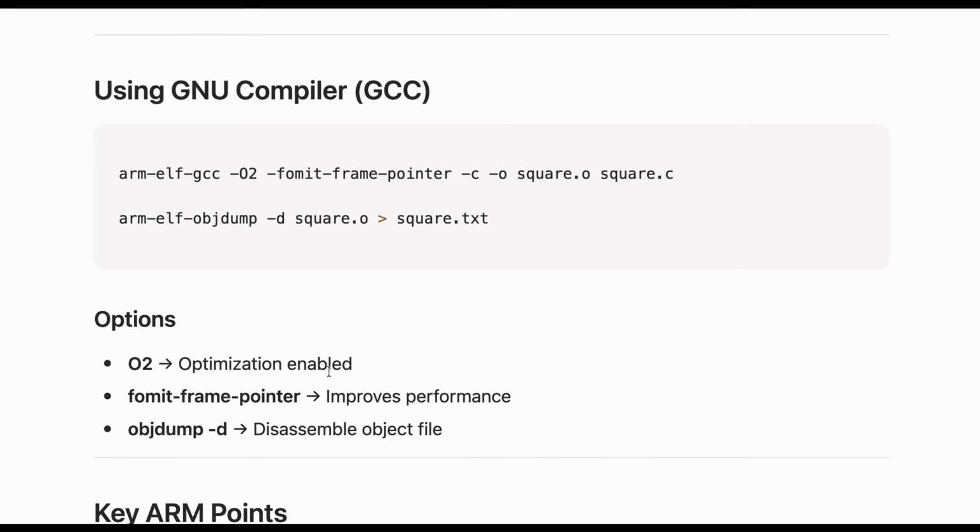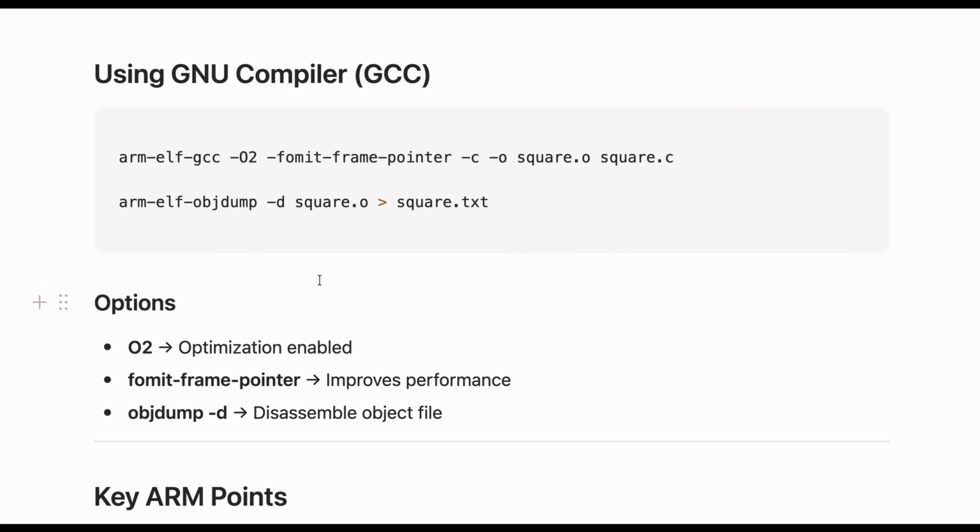Now using a GNU compiler we can also do it. So the given options are like -O2, which is nothing but optimization enabled. -fomit-frame-pointer is nothing but improves performance. objdump is nothing but disassemble object file.